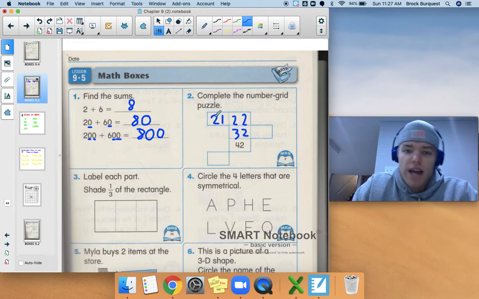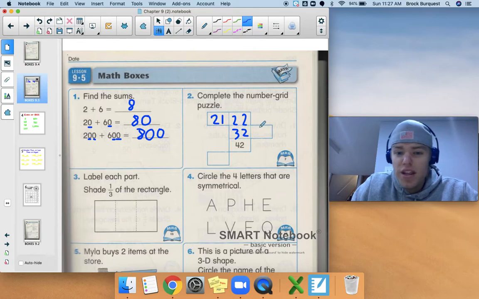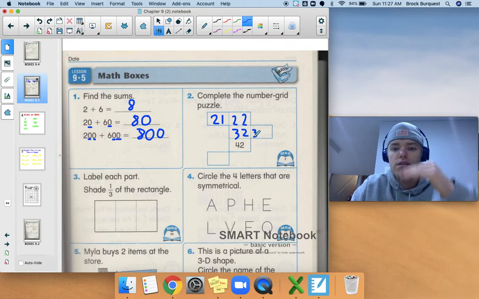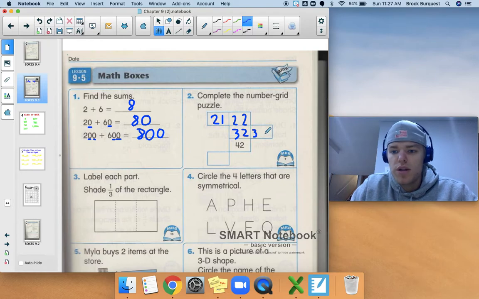Since we went down when we went to this side, when we go to this side, we're going to go up 1. So my 10's place will stay the same since we're going sideways. And my 1's place is going to go up by 1. What's 2 plus 1? 3, right? Or you could practice your counting. 31, 32, 33.